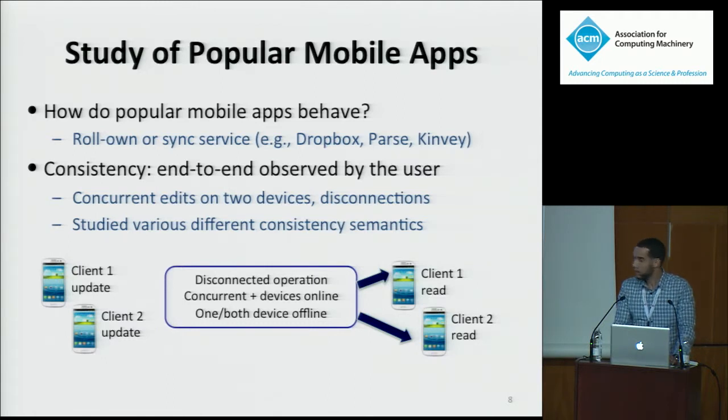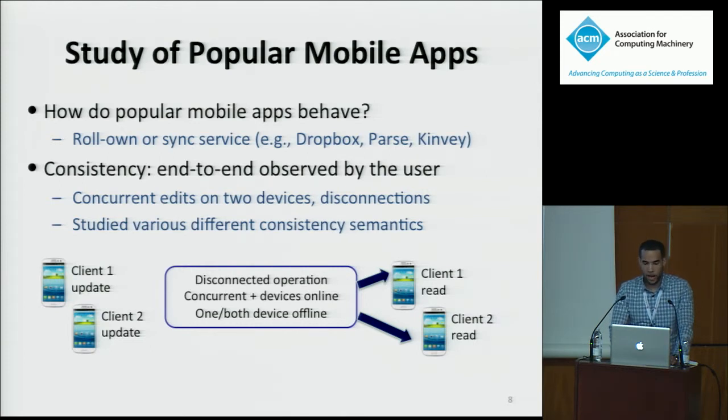Before we set out to fix current issues, we wanted to first make sure what was broken. So we performed a study on how several popular apps handle ensuring consistency under different kinds of failures. We focus on end-to-end consistency, which is observed by the user under concurrent operations and disconnections. And what we found wasn't appealing.